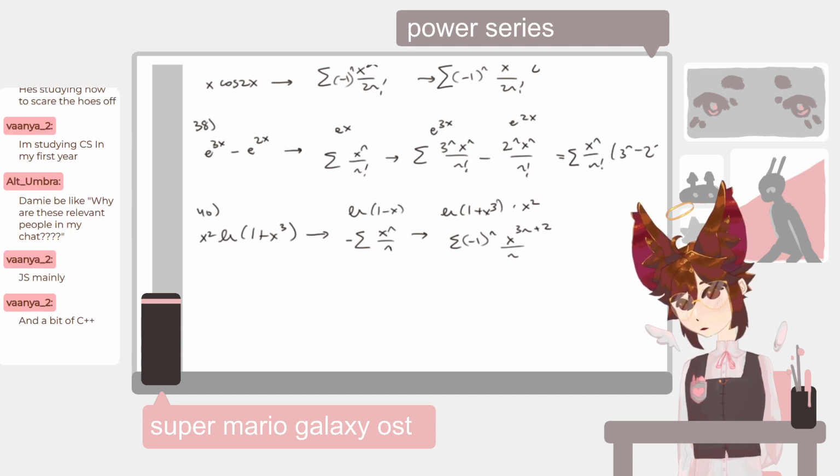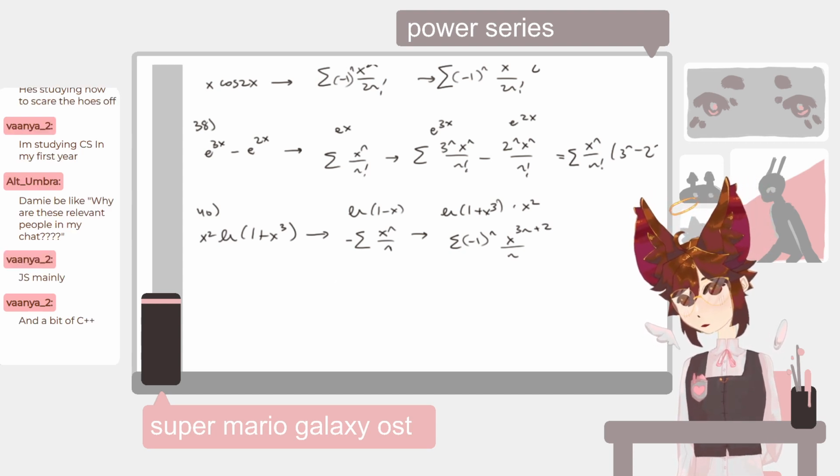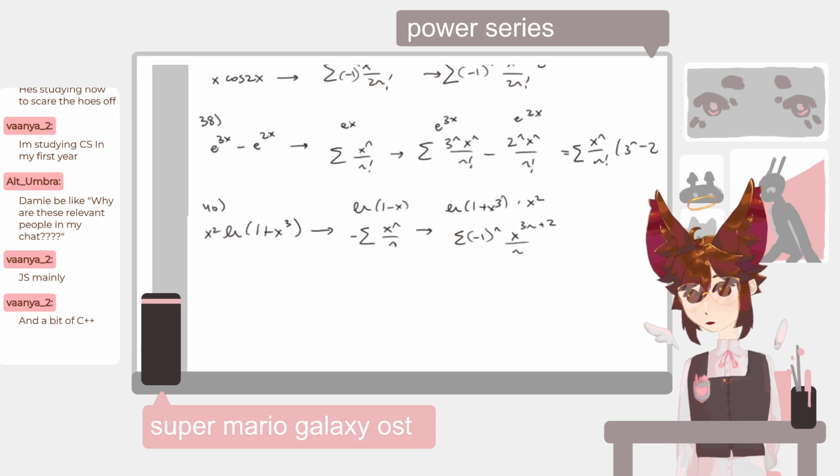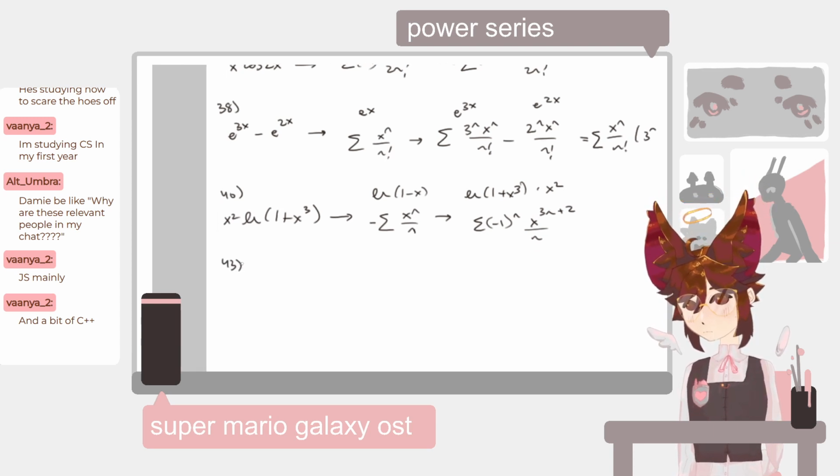Okay, let's see. Maybe I can get a problem that I can actually check now. I think I have 43. Yeah. And then I think I'm going to go back and do some radius of convergence stuff.